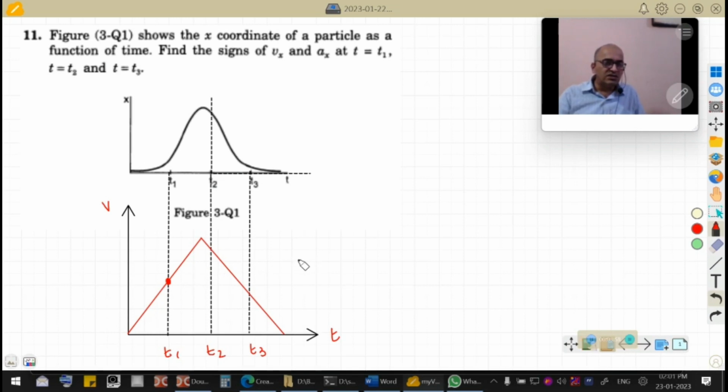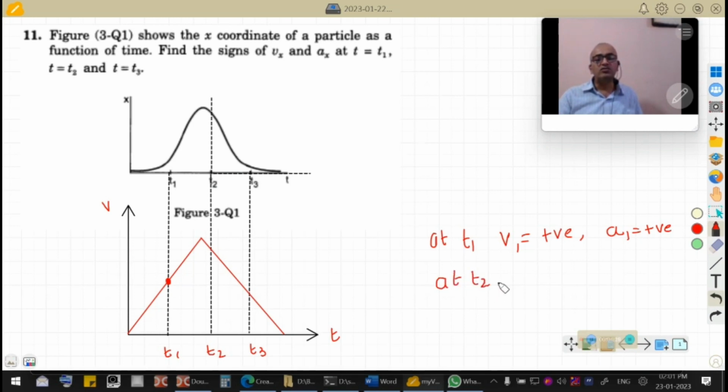So this is the velocity-time graph, and at T1 we can see that the slope is increasing. Therefore, at T1 the velocity is positive. And what is the slope of this one? Acceleration. That acceleration is also positive.